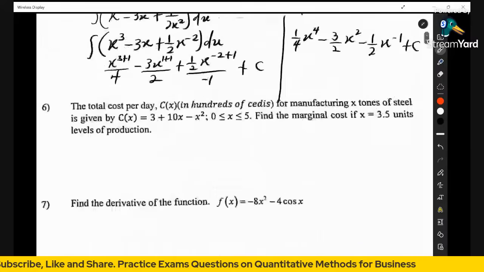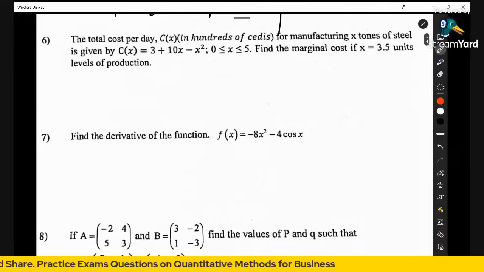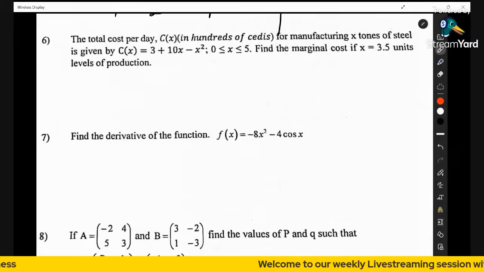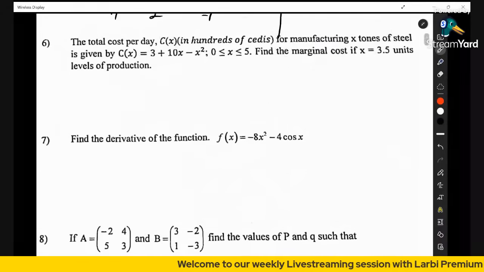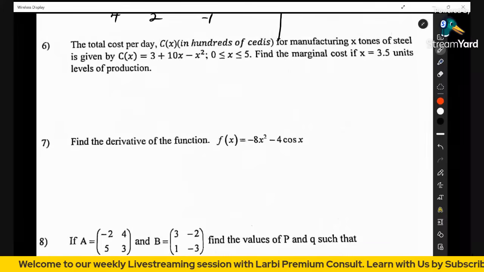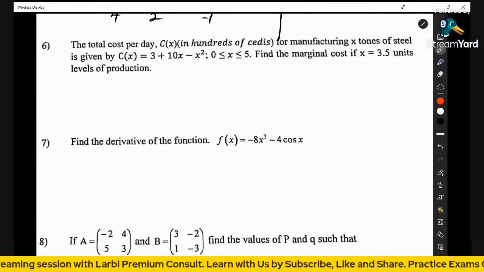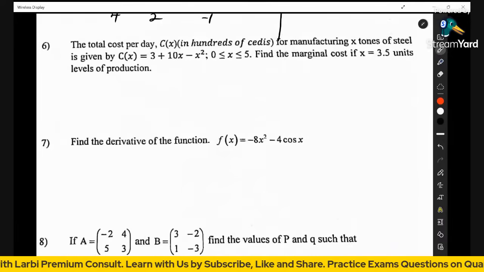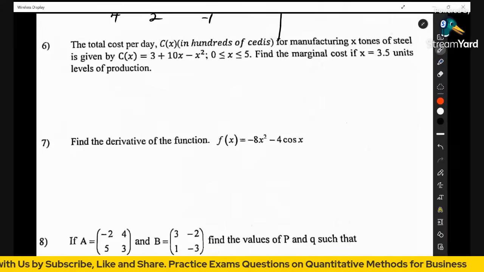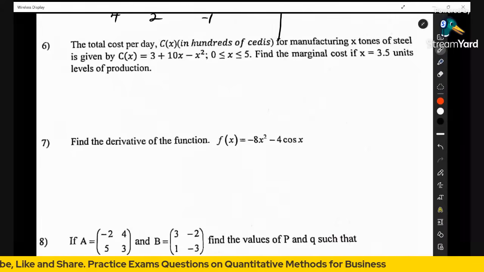Question number 6. The total cost per day, that is cost in hundreds of cedis for manufacturing x tons of steel, is given by, so we have the cost to be 3 plus 10x minus x squared, where 0 is less than or equal to x, less than or equal to 5. We are asked to find the marginal cost if x is equal to 3.5 units of level of production.